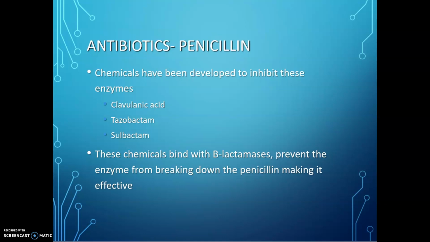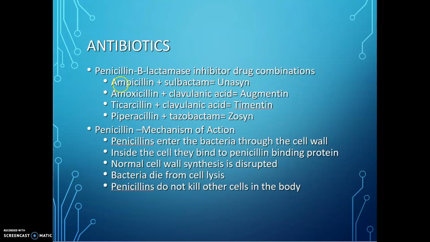So you add these chemicals in with the penicillin so that they're more effective against the bacteria that have beta-lactamase enzymes to break down those beta-lactam rings. So then it's more effective. And the chemicals themselves bind with the beta-lactamases and prevent that enzyme from breaking down the penicillin. So it's still effective. And some of our examples, right, are Zosyn, which is commonly seen. Augmentin you'll commonly see, right?